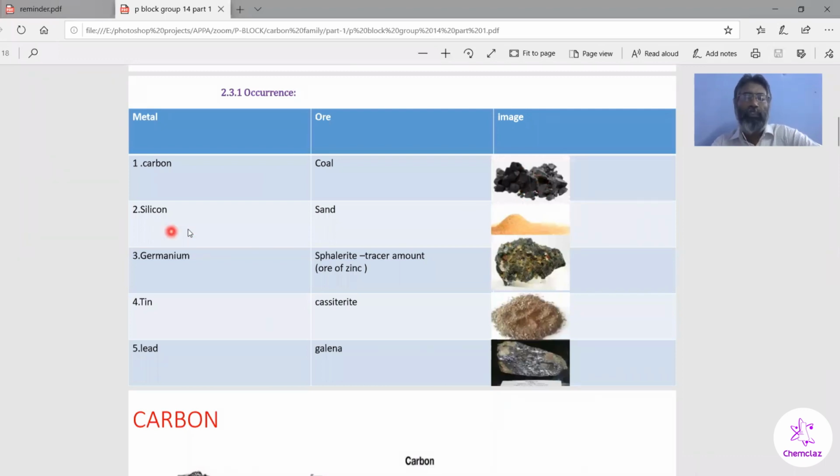The second element, silicon. So sand. Sand is nothing but silicon dioxide. Silicon can exist as quartz, the pure form of silicon.